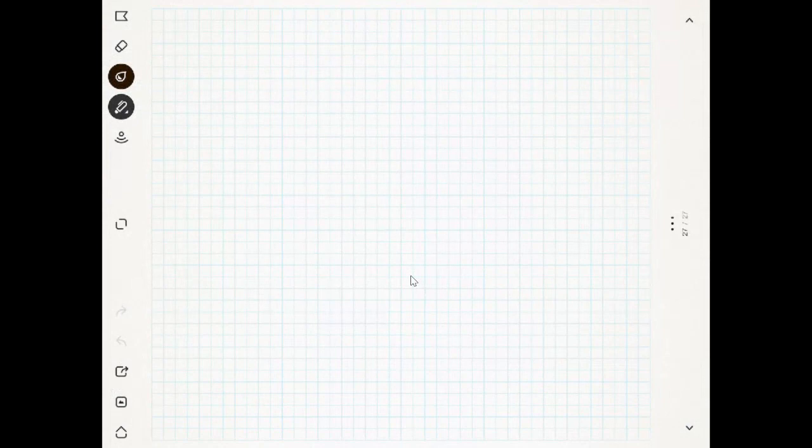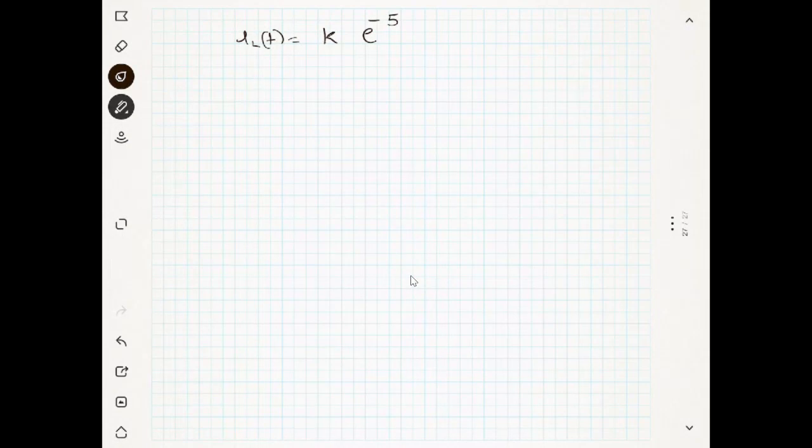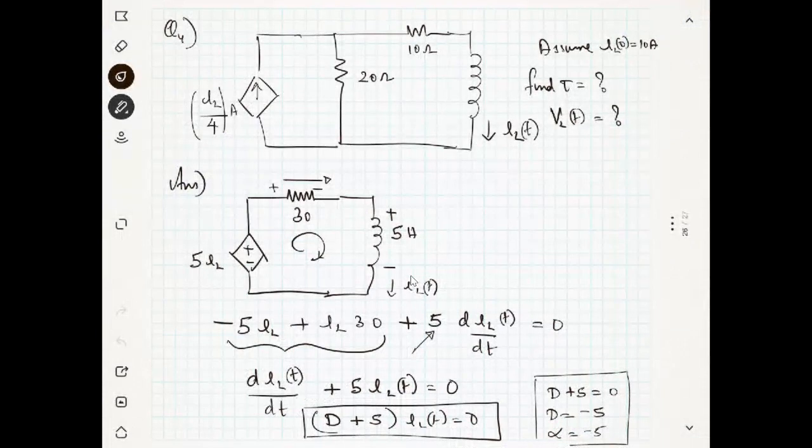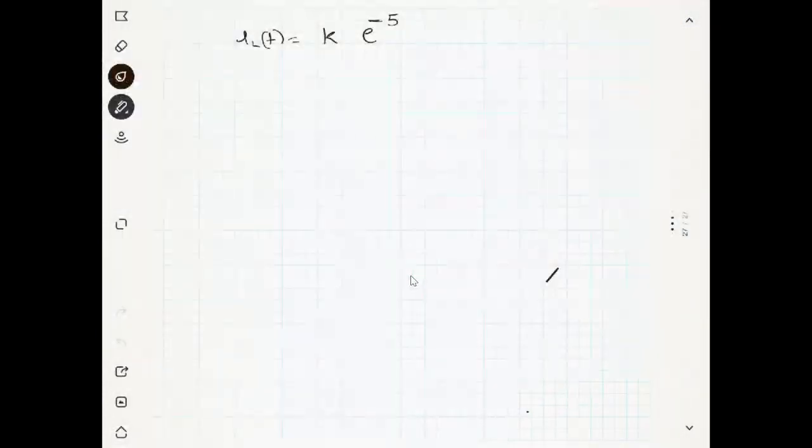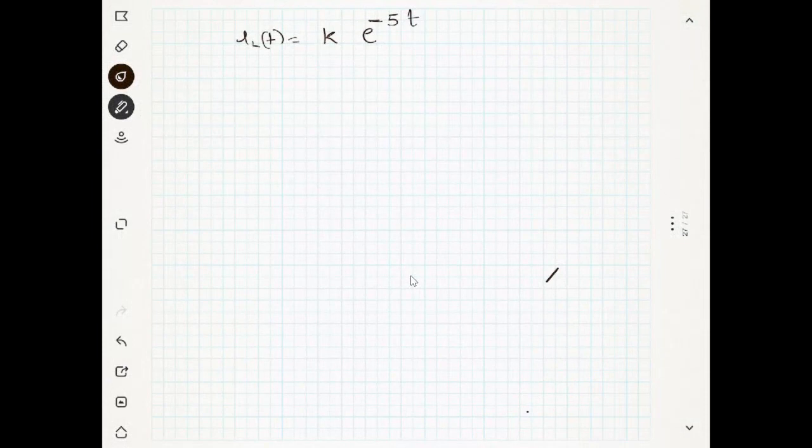So the solution will be IL of t is equal to some constant k into e power alpha t. What is alpha? Alpha is minus 5, that is D. So e power minus 5t. This is the solution of the differential equation, for t greater than or equal to 0.